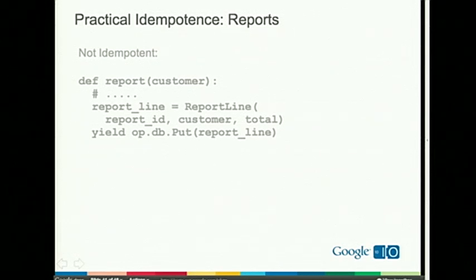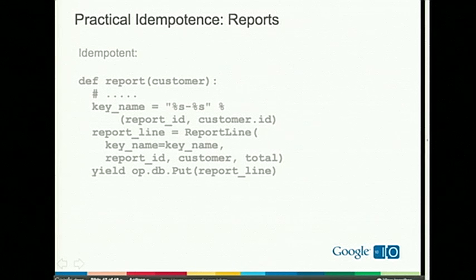Another example is doing reports. For reporting by customer, you generate report lines, and you put the report lines back into the database. Again, this is not good, because you might process the same customer twice. There is a way out of this. In your final UI, you can check if you've got a double report line for the customer, and you can decide, hey, I'm going to drop one.